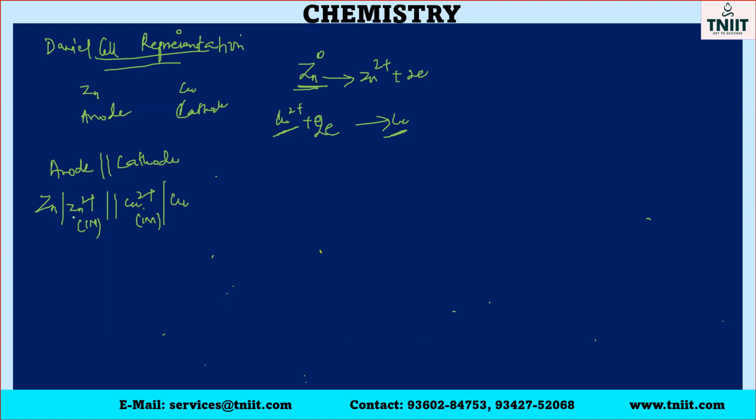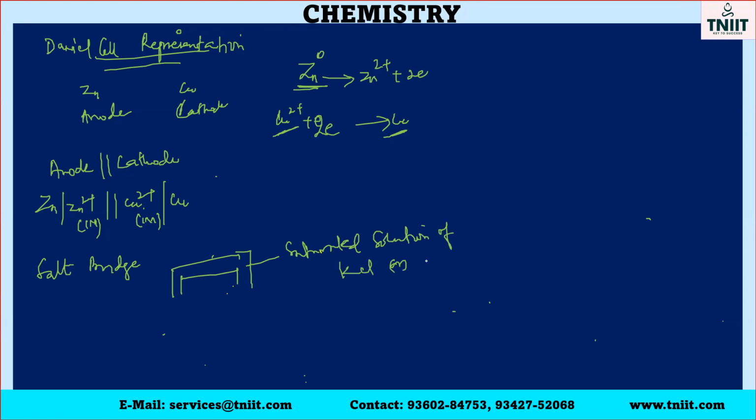Now, coming to the next part of the topic, it is known as the salt bridge. What is the importance of the salt bridge? You should remember, a salt bridge is a bent tube, a glass tube, in which a saturated solution of potassium chloride, ammonium chloride, or potassium nitrate is filled. Because this will dissociate to form K plus and Cl minus.